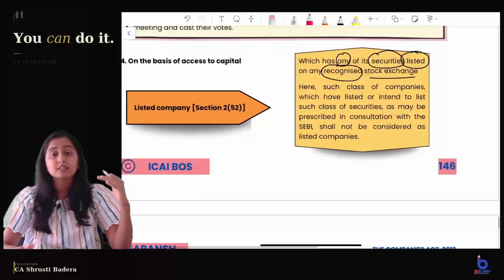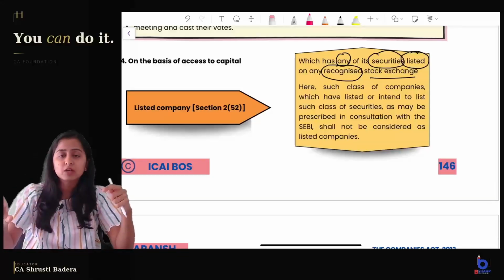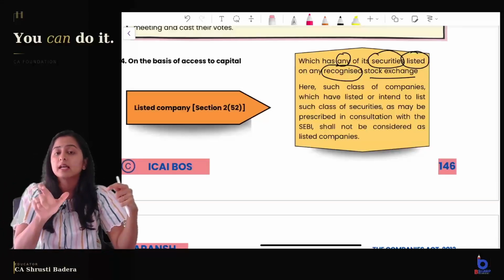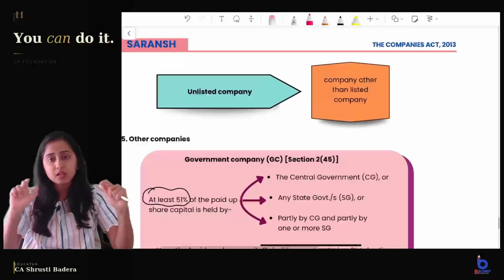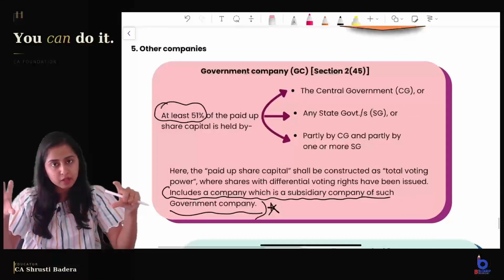On the basis of access to capital, there are listed company and unlisted company. Listed means a company which has any of its securities listed on any recognized stock exchange. Unlisted company means a company which is not a listed company. Coming to other types of companies.